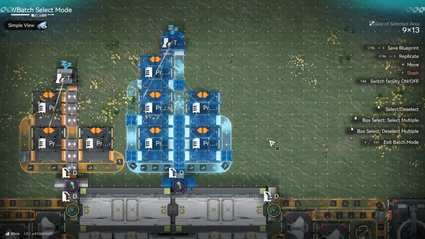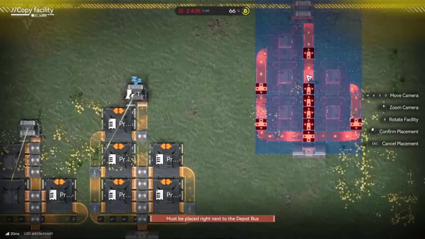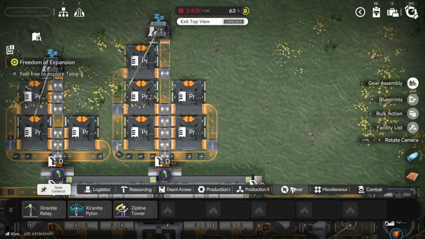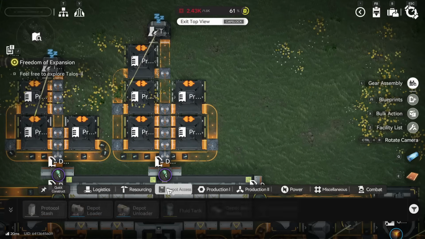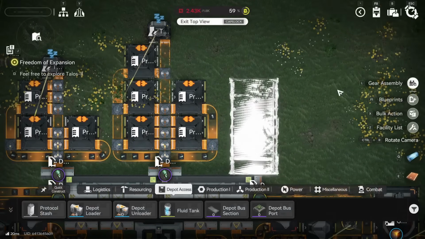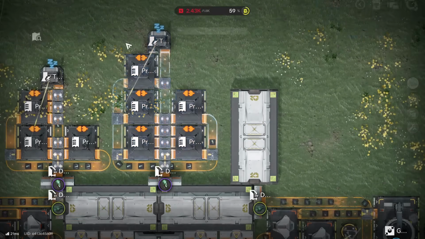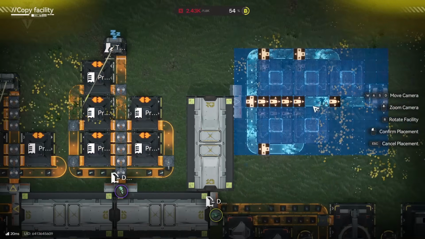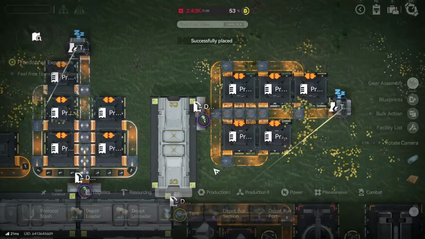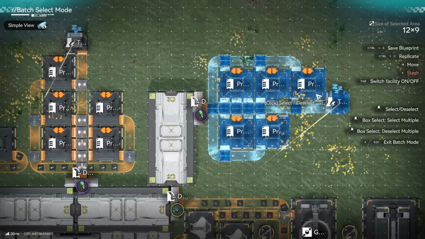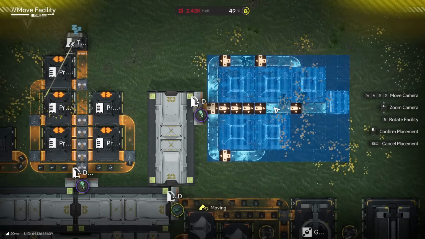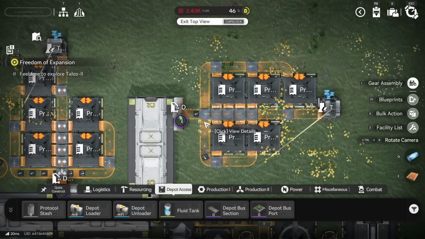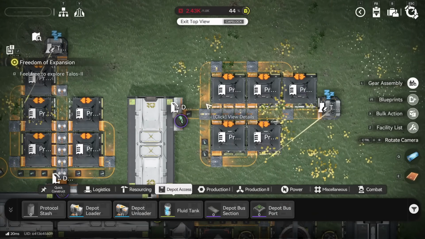So don't do that. So for demonstrational purposes, let me do I still have like a depot bus or something laying around here? Depot bus section? Yeah, let's do it like this for now. And let's make a copy of that to get an idea of what I'm talking about. This design is fine. But if I were to do this, this design is not fine. You will end up polluting the entire system with that.